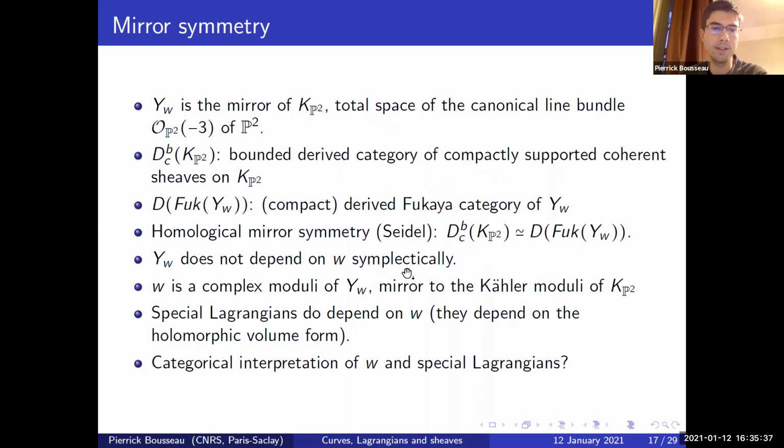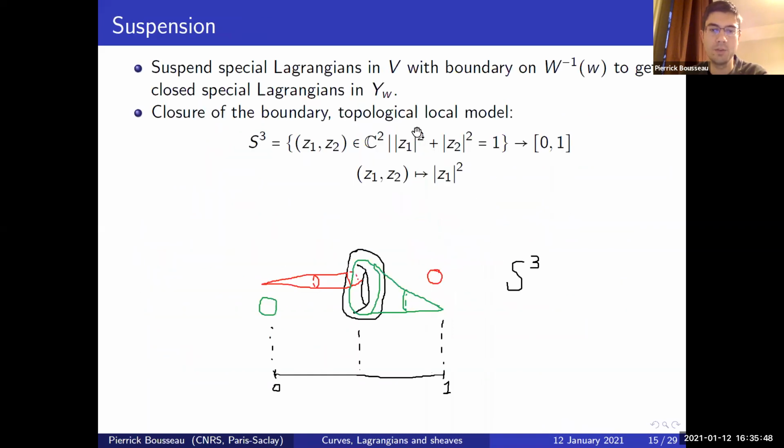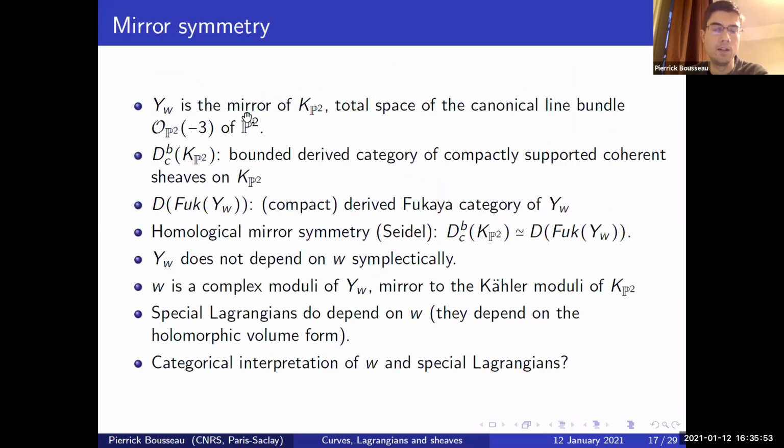Now I arrive at the last step, which is mirror symmetry. The slightly miraculous fact is that the geometry I've introduced by this suspension operation, YW, is known to be the mirror of KP2. So now Y is of dimension 3. We went from dimension 2 to dimension 3 by this suspension operation. And the claim is that it's mirror to another non-compact Calabi-Yau threefold, which is KP2, the total space of the canonical line bundle O(-3) over P2.